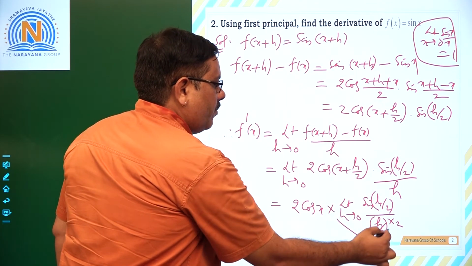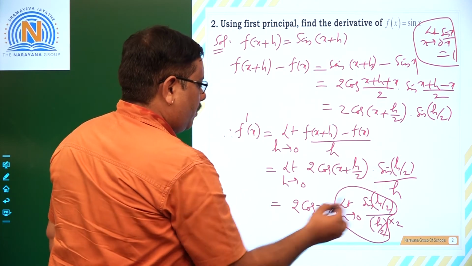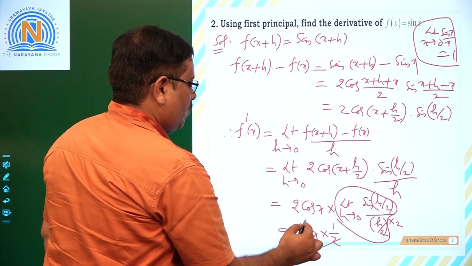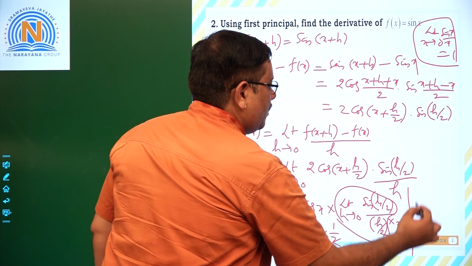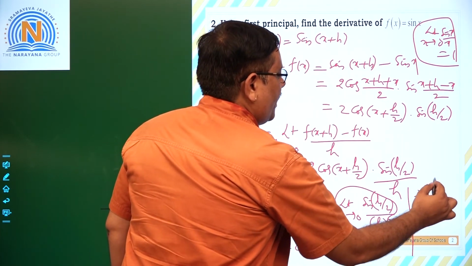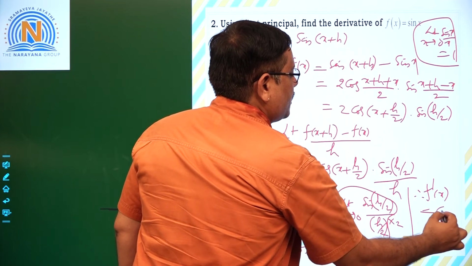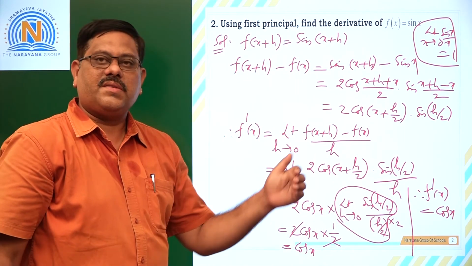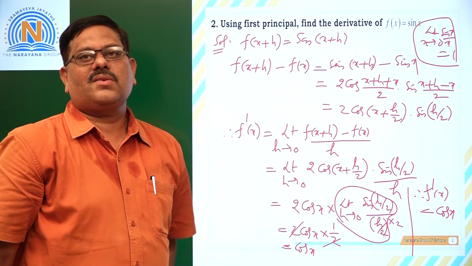So this entire value becomes 1 upon 2. So that is 2 cos x into 1 by 2. 2 cancels here. So the result becomes cos x. Therefore, f dash of x here is cos x. So the derivative of sin x is cos x. Derivative of sin x with respect to x, I can say that is cos x.